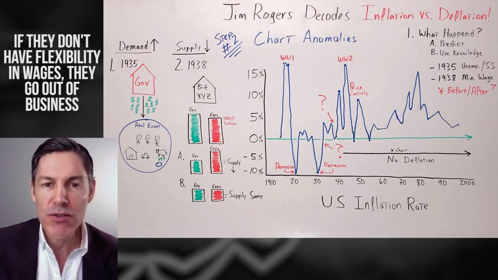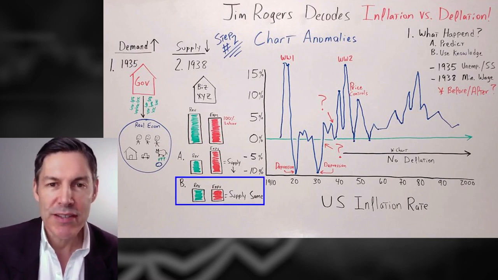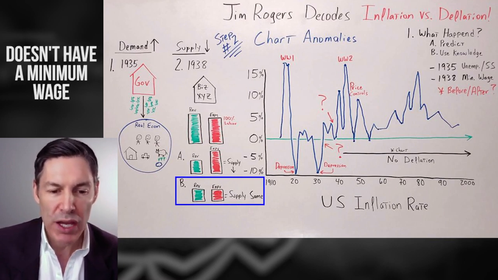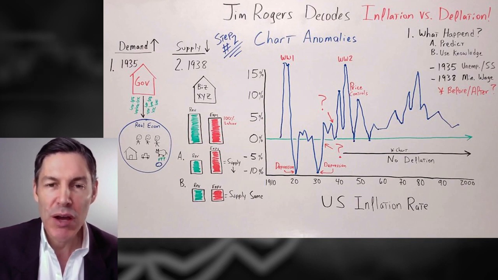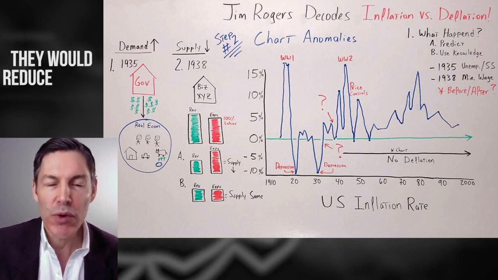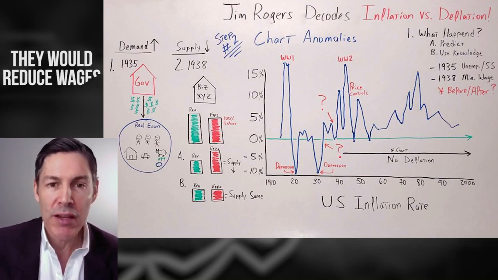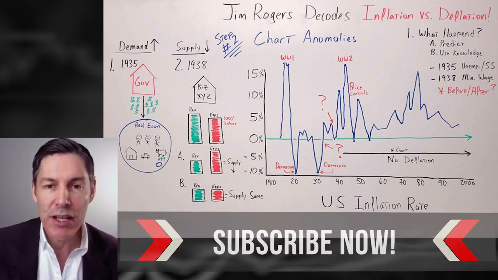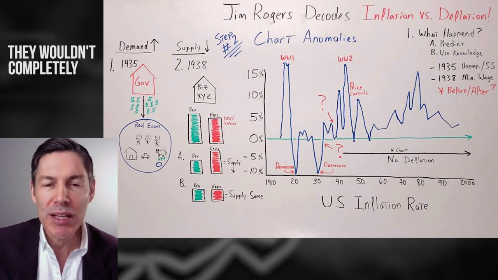Therefore, the supply dramatically goes down because this business isn't even functioning anymore. But in a free market system that doesn't have a minimum wage, the revenues will go down, but their expenses would go down as well. They would just reduce wages. Therefore, they would still be able to produce their product. Granted, they might be producing less than they were before the recession or the depression, but they wouldn't completely be out of business.